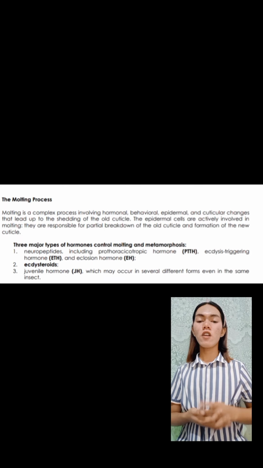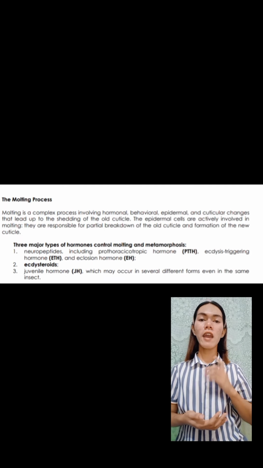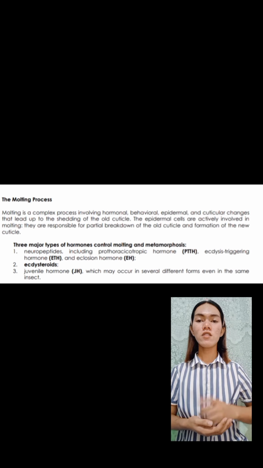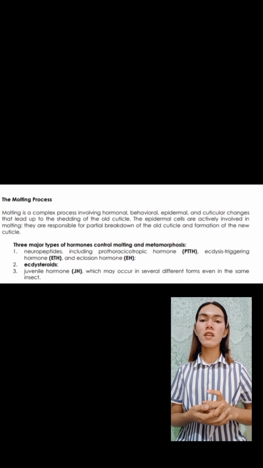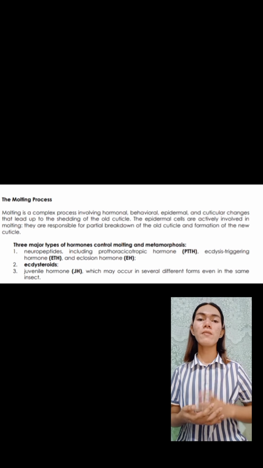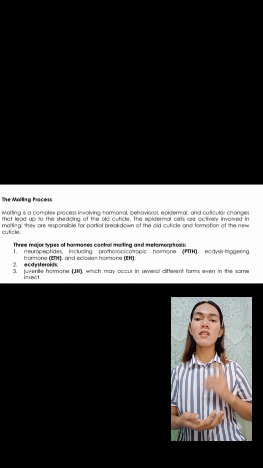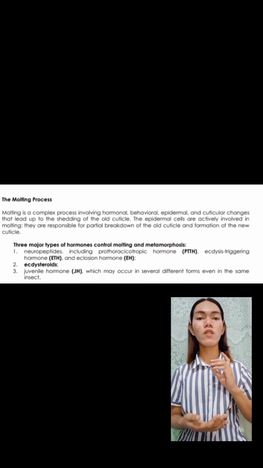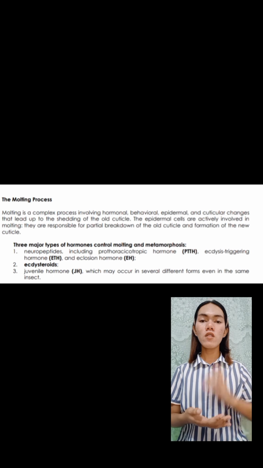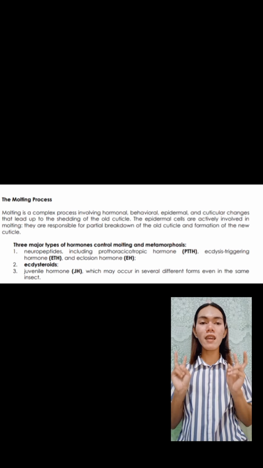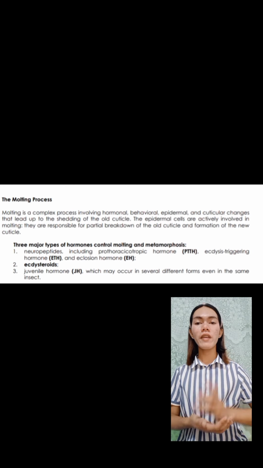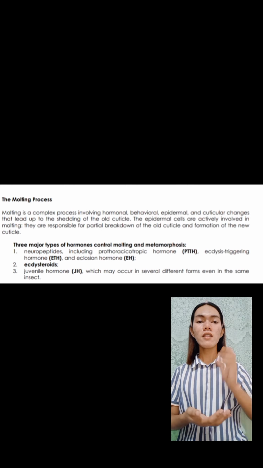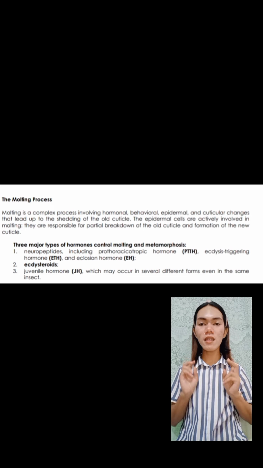Three major types of hormones control molting and metamorphosis. First is neuropeptides, which act as neuromodulators in the central and peripheral nervous system and as regulatory hormones released into the circulation, including prothoracicotropic hormone or yung PTTH, simply known as brain hormone, and ecdysis triggering hormone or yung ETH.